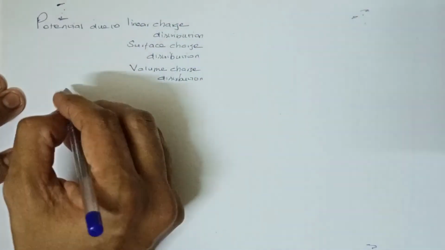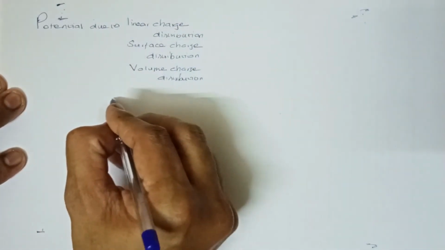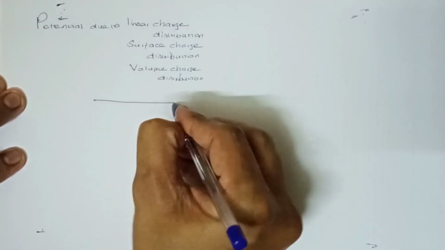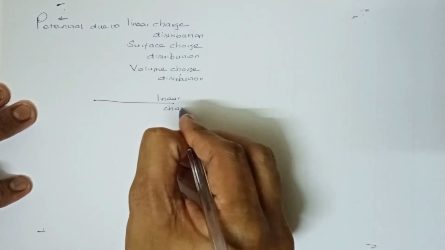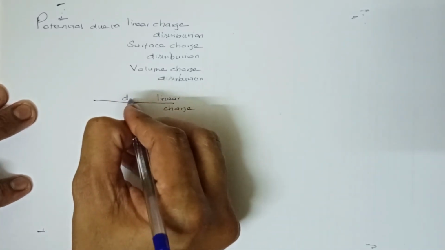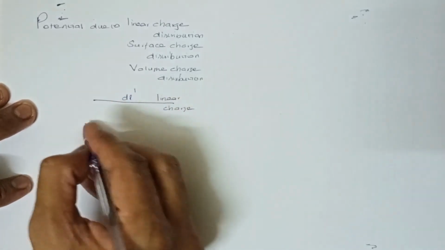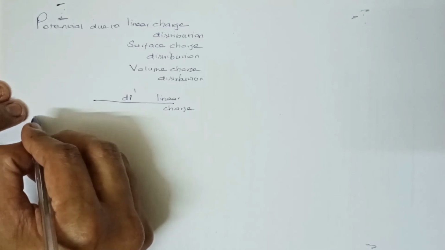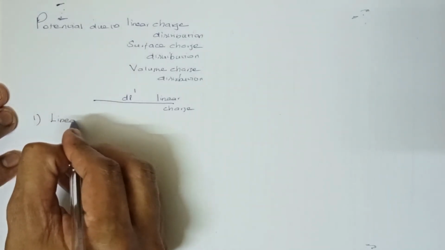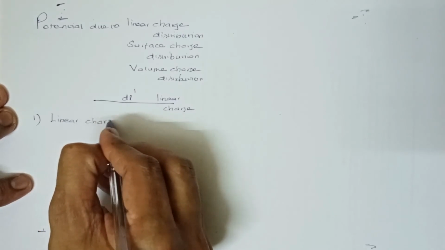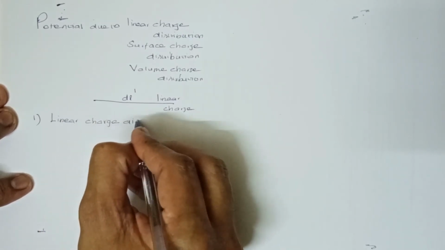Now let me draw the diagram. So it is the linear charge distribution, one dimension, that is DL dash. So let me start with the linear charge distribution first.